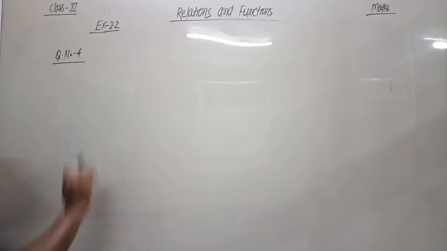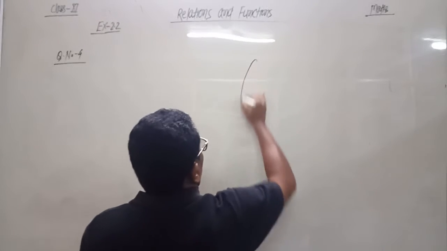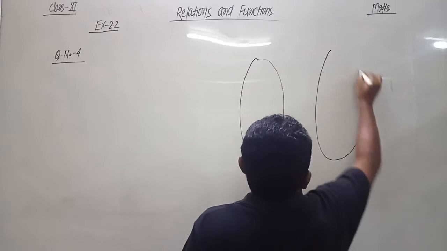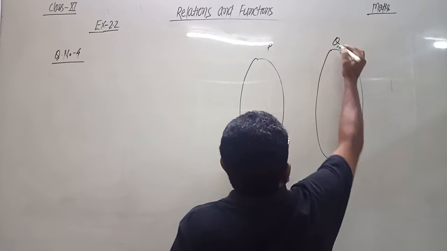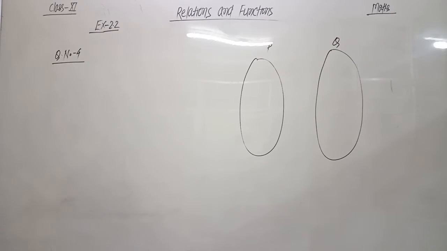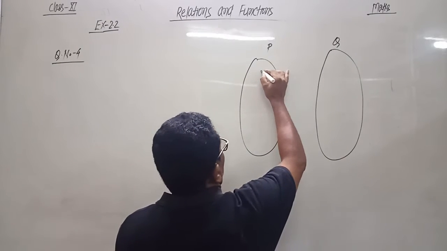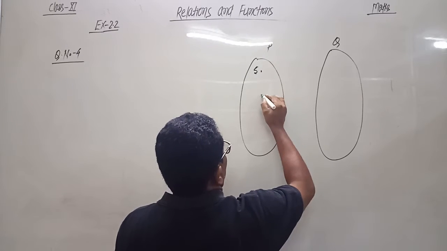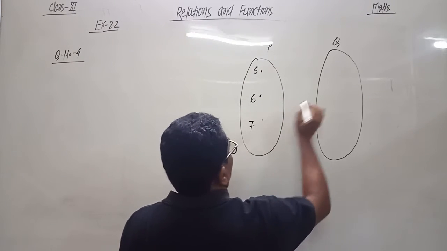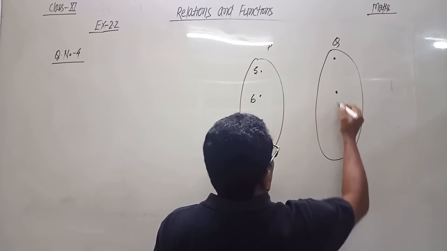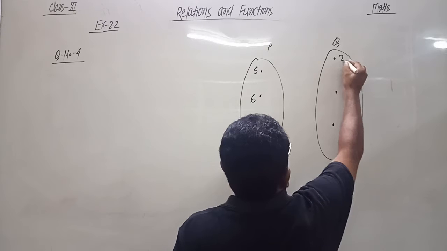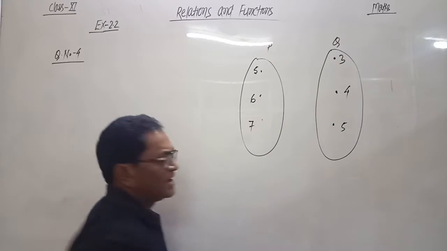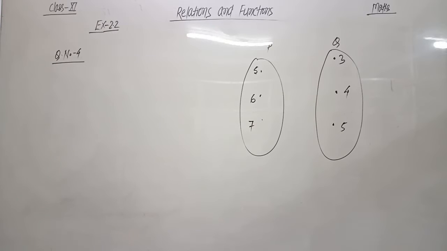Question number 4. There are two sets, P and Q, which are given in a figure diagram. P has the elements 5, 6, 7. Q has the elements 3, 4 and 5. And it is represented by an arrow diagram.